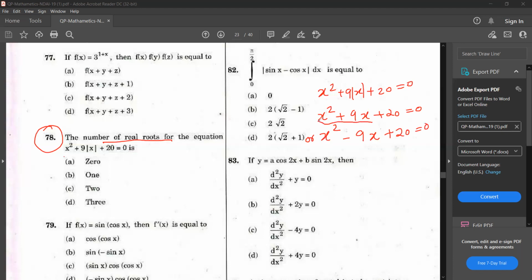Now try to find the root of the first equation. How to find? x is equal to minus b plus or minus root of b square minus 4ac by 2a. So I'm first doing this for the first equation. What I'll get? x is equal to minus 9 plus or minus root of b square, that means 9 square, 81, minus 4ac, 4 into 1 into 20. Isn't it?